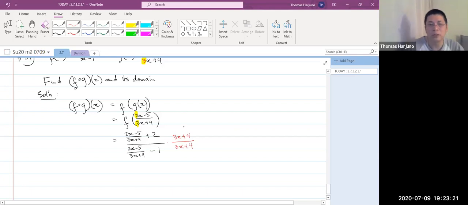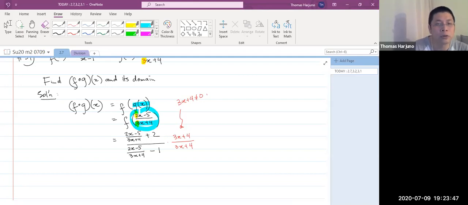Okay, but this also means that 3x plus 4 cannot be 0, right? Which is actually the domain of the incoming function, the g(x). The domain of g(x) is all real numbers except when 3x plus 4 equals 0. So it's actually okay for us to multiply by 3x plus 4 on the top and the bottom, because 3x plus 4 cannot be in the domain of the function anyway.